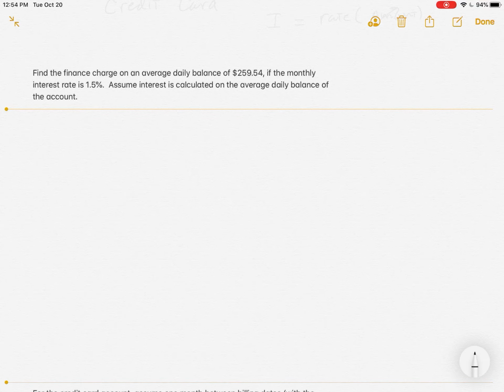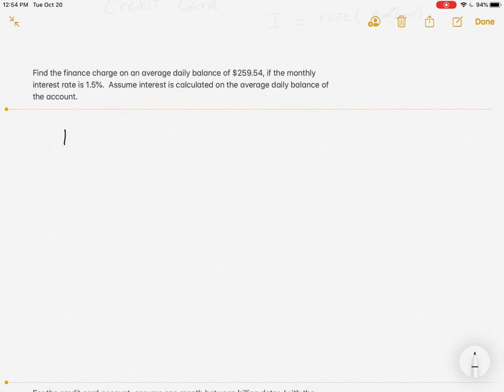Find the finance charge on an average daily balance of $259.54 if the monthly interest rate is 1.5%. Assume interest is calculated on the average daily balance of the account. That'll be the case for all of these. They're going to be calculated on the average daily balance. And this is nice. They gave us that average daily balance. And so all we have to do is apply the interest rate for the month to know how much interest is going to accrue during that month.